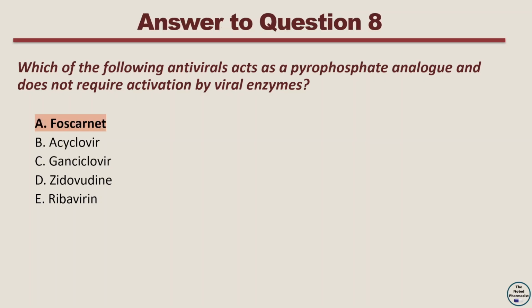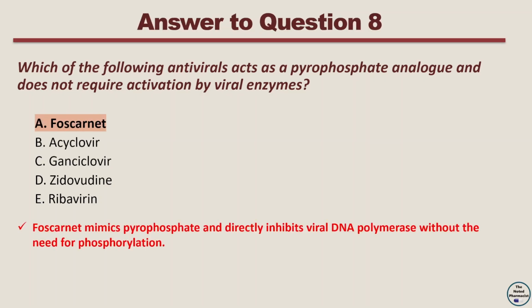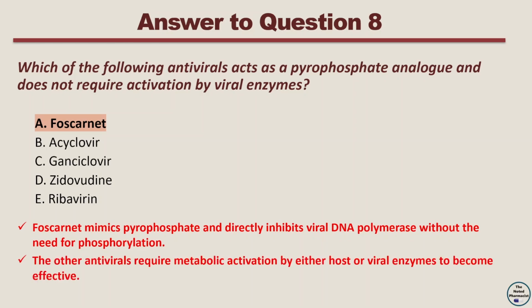The correct answer is option A, foscarnet. The explanation is that foscarnet mimics pyrophosphate and directly inhibits viral DNA polymerase without the need for phosphorylation. The other antivirals require metabolic activation by either host or viral enzymes to become effective.